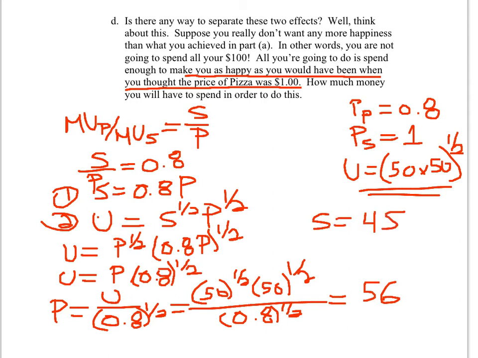So even after we take that extra purchasing power away, you are going to take some of the money that you were using for spinach and put it into pizza because you get a better deal. So this is the substitution effect. Now, this is the answer to the problem: 56.